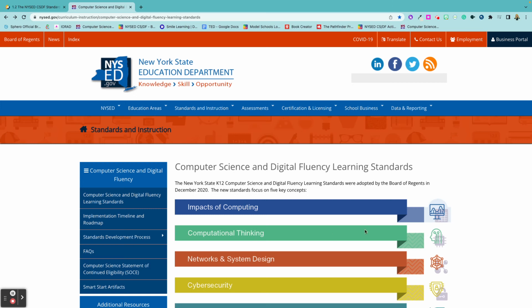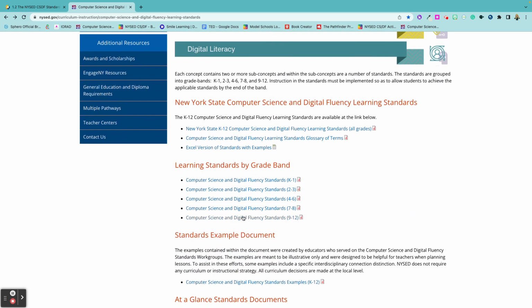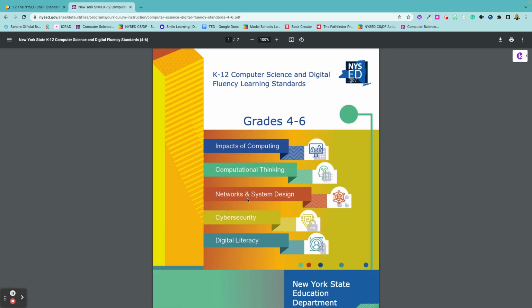And we are back on the New York State Education Department website for Computer Science and Digital Fluency Learning Standards. We're going to scroll back down to get to that Computer Science and Digital Fluency Standards document that's located in the center of the page. We're going to open up that document.